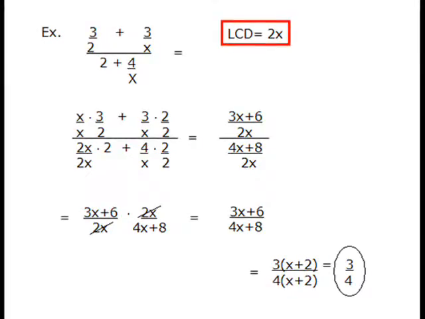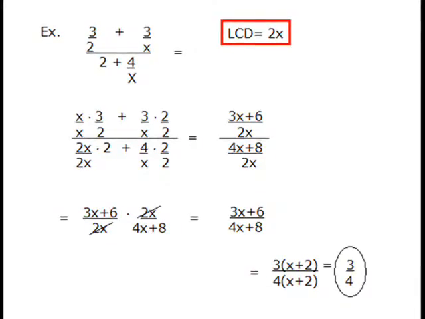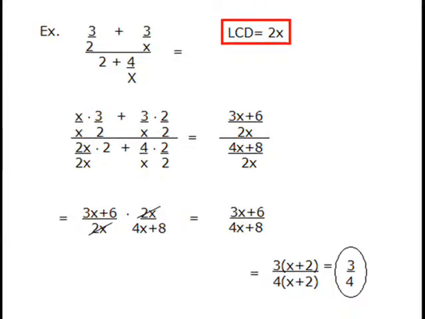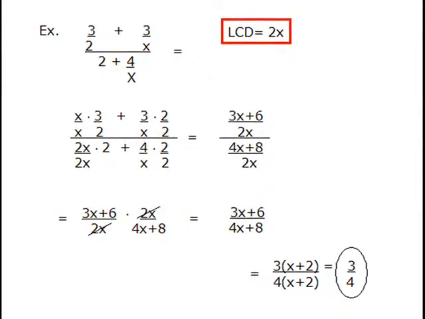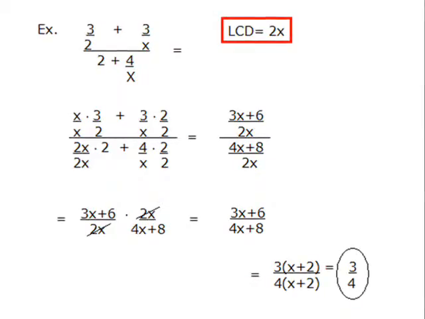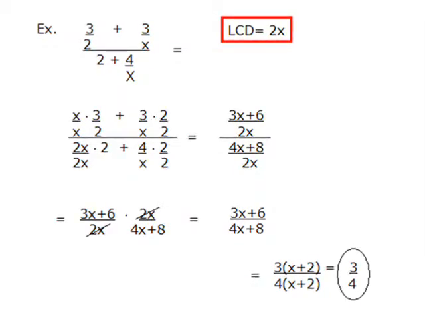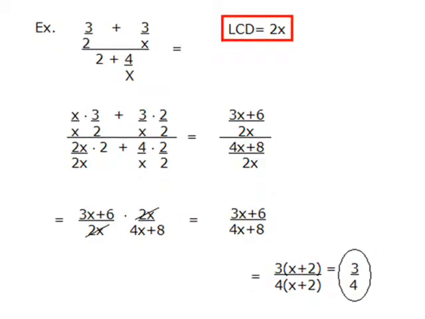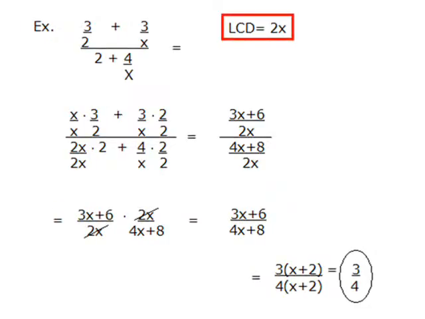Because the fractions do not have the same denominators, you will need to multiply 3 over 2 by x over x, and 3 over x by 2 over 2. Also, on the bottom, you will need to multiply 2 by 2x over 2x, and 4 over x by 2 over 2. After you multiply accordingly, you will get (3x plus 6) over 2x all over (4x plus 8) over 2x.